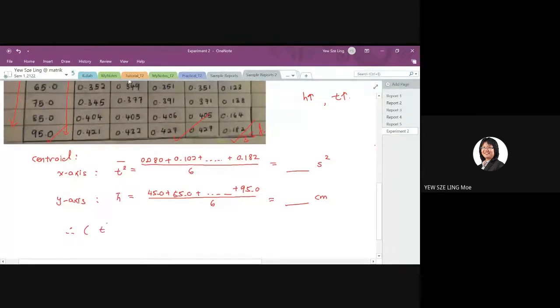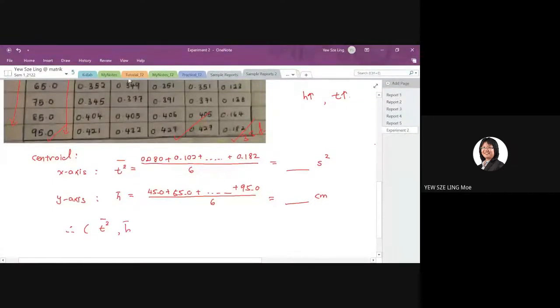So this is your t square average. This is your h average. So you write it in a coordinate form. So you need to plot this point in your graph. Okay, you need to plot this point in your graph.